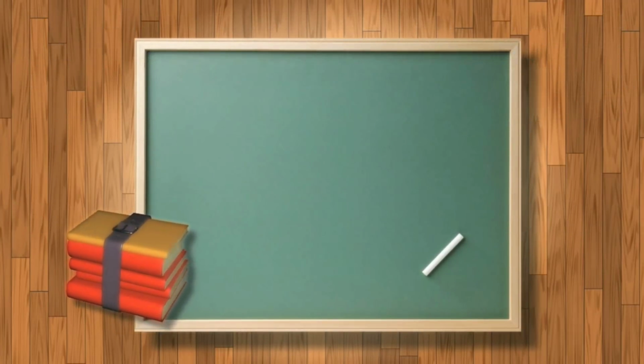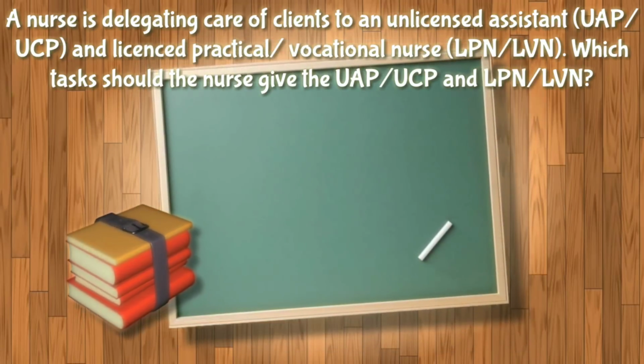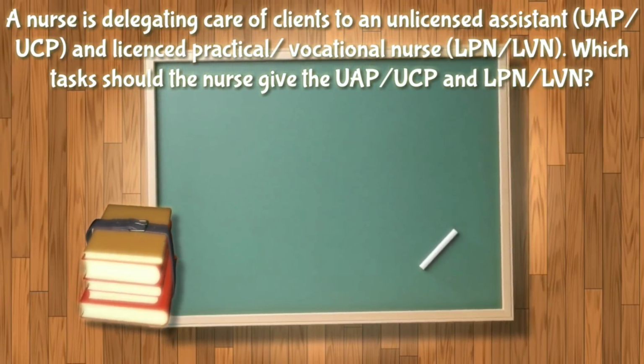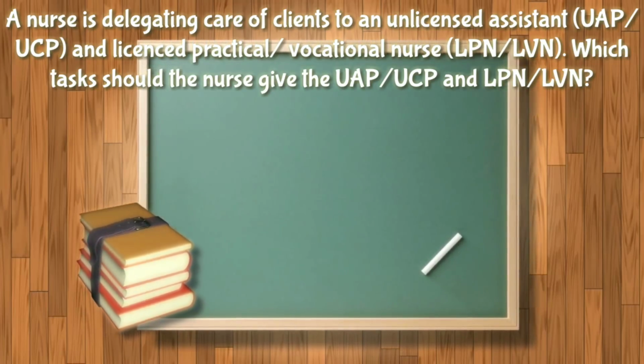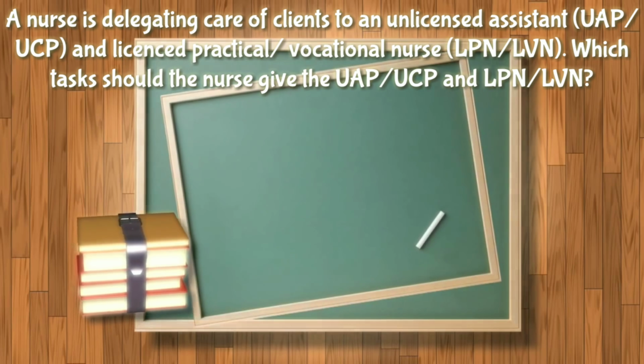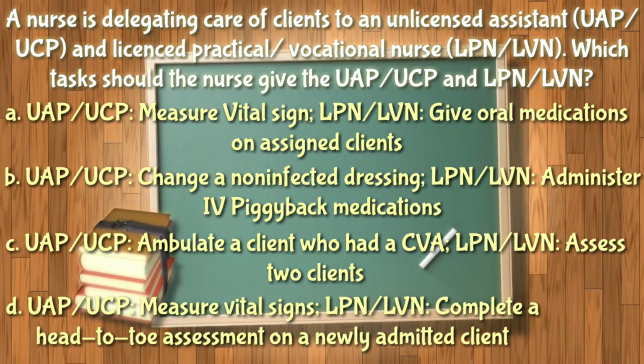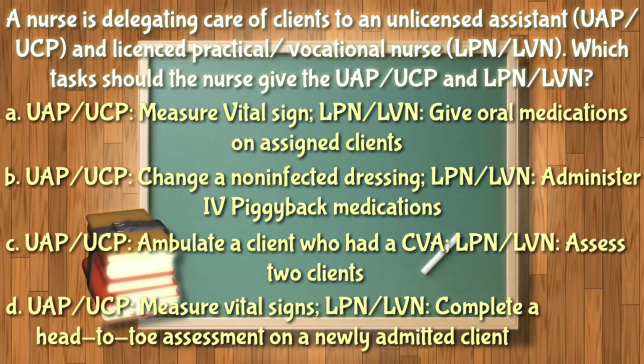For the next question, a nurse is delegating care of clients to an unlicensed assistant and a licensed practical or vocational nurse. Which tasks should the nurse give the UAP and LPN or LVN? So this question involves delegation towards UAP and LPN.